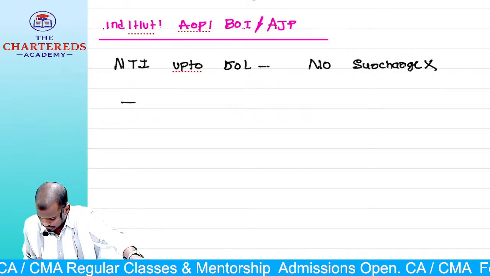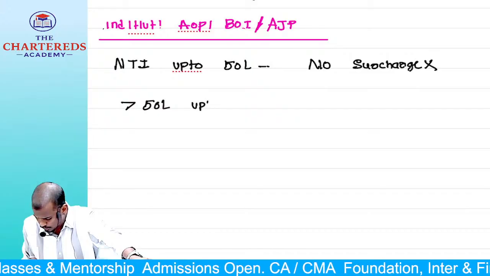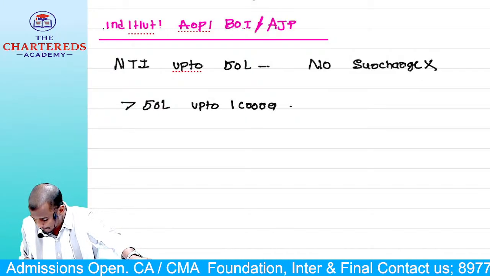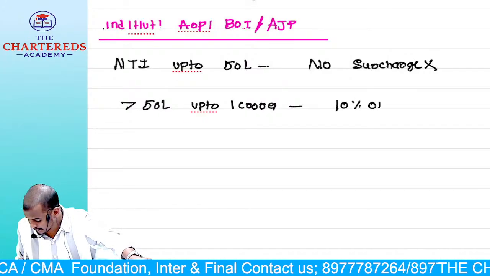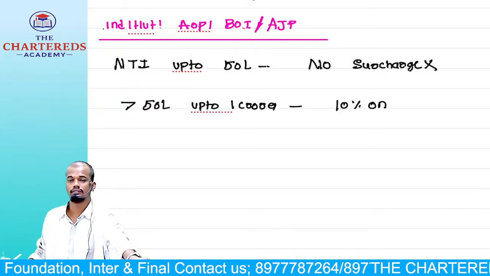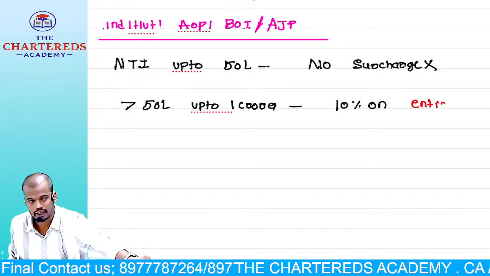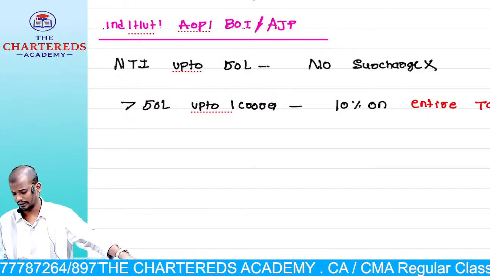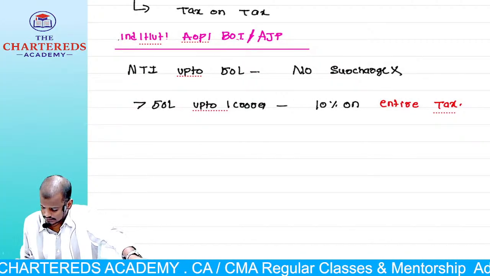Net total income more than 50 lakhs and up to 1 crore, your surcharge rate is 10% on entire tax. Focus here, don't see the material. 10% on entire tax.